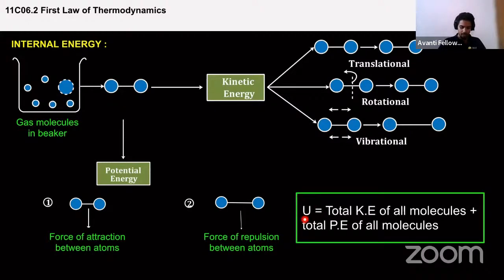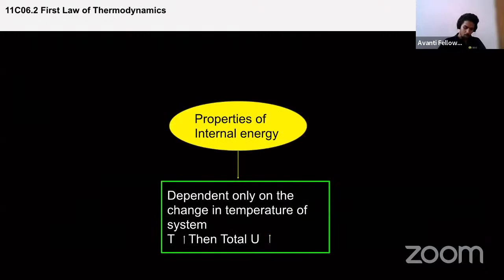Now, total internal energy is nothing but total kinetic energy, translation energy, rotational energy, vibrational energy, all these energies, along with total potential energy of the molecule. Okay. Now, properties of internal energy. Depending only on the change in temperature of a system, the internal energy also changes.